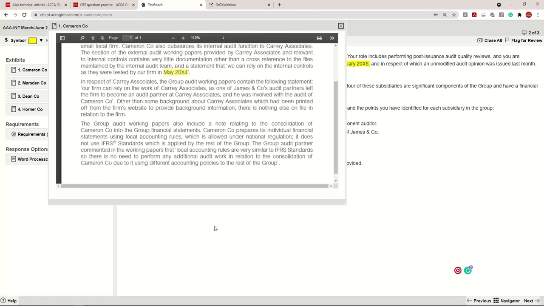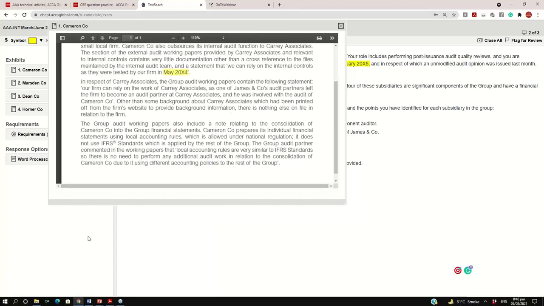Right, so 20X5 is ahead, right, Hamza Khan? 20X5 comes after 20X4. So May 20X4 and January 20X5. They've checked controls up to May, but they've not checked controls in June, July, August, September, October, November, December, January. So they've not tested controls for a very substantial period of time. So that's the problem, right?